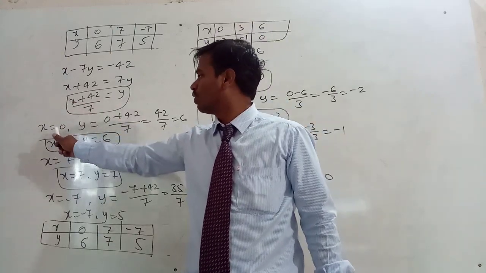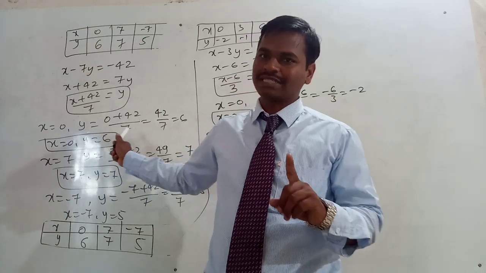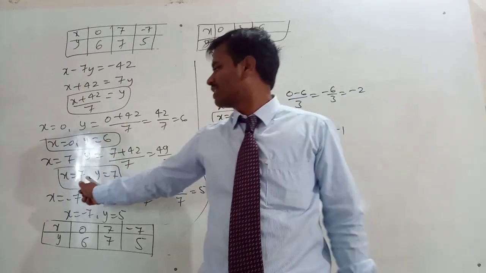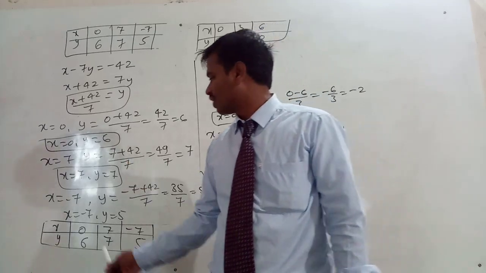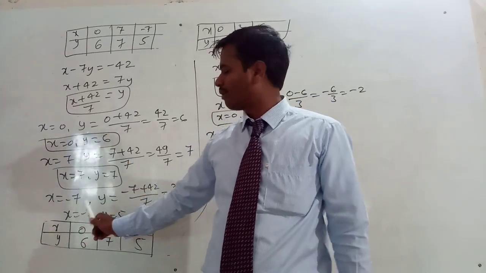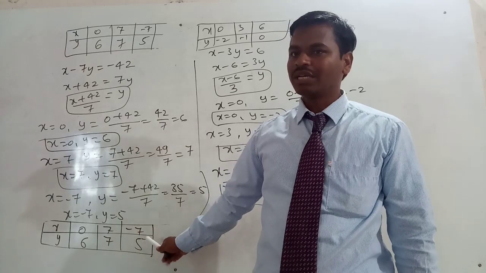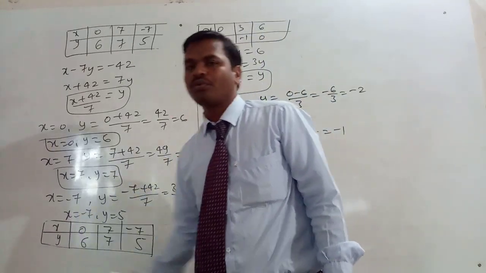When x equal to 0, y is 6 in the first case. When x equal to 7, y is also 7 we are getting here. When x equal to minus 7, here y value is 5 we are getting. We are getting these three pairs of values.